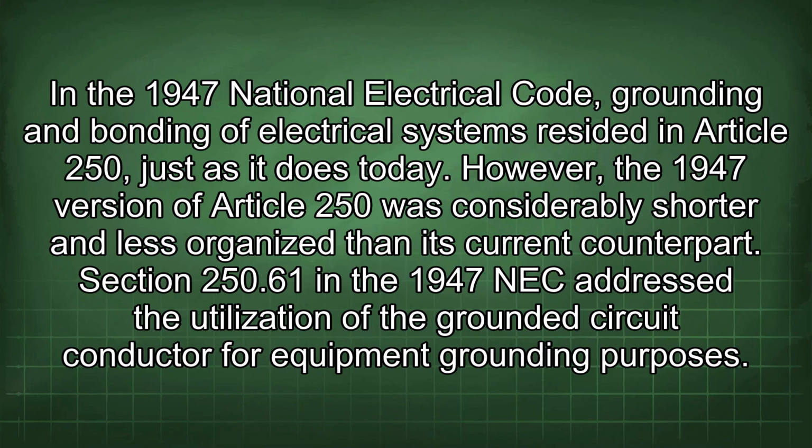In the 1947 National Electrical Code, grounding and bonding of electrical systems resided in Article 250, just as it does today. However, the 1947 version of Article 250 was considerably shorter and less organized than its current counterpart. Section 250.61 in the 1947 NEC addressed the utilization of the grounded circuit conductor for equipment grounding purposes.